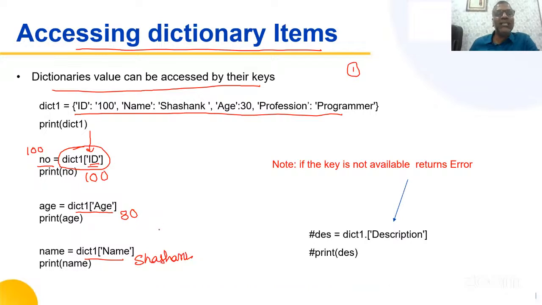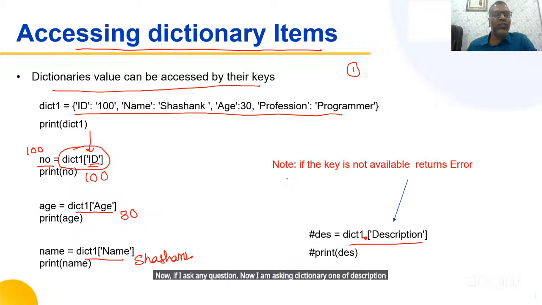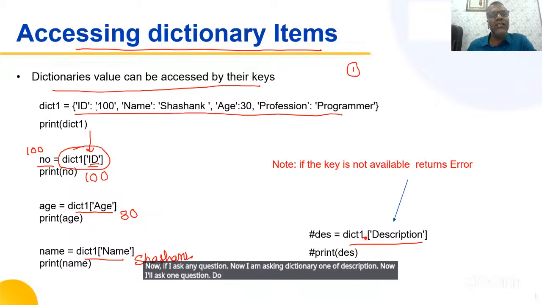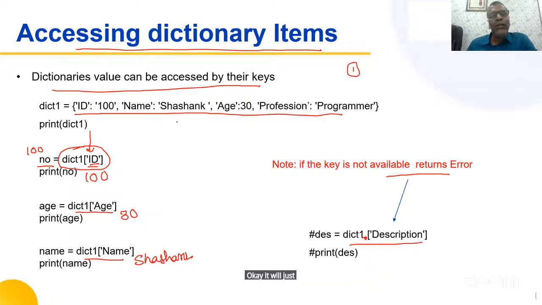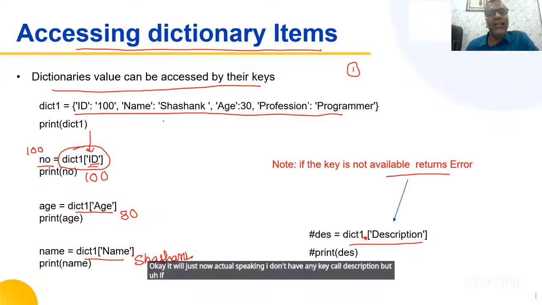Now I am asking dictionary one of description. Do I have any key called description? No. If you don't have a key and you try to access it, it will generate a key error. Actually speaking, I don't have any key called description, but if I try to access it in the dictionary, it will generate an error. This is one way of accessing dictionaries.